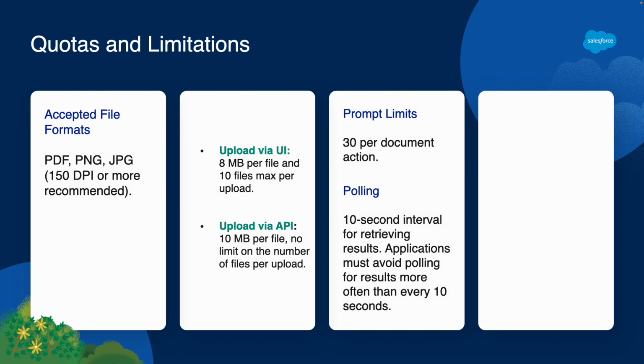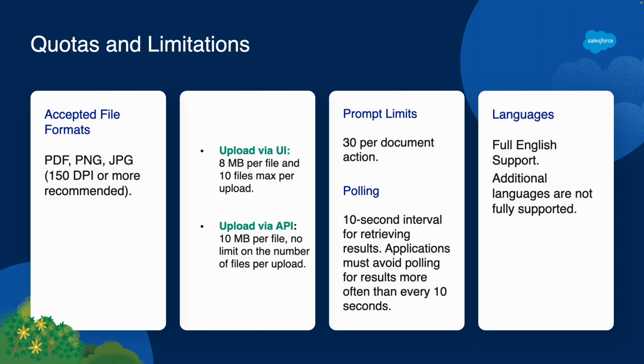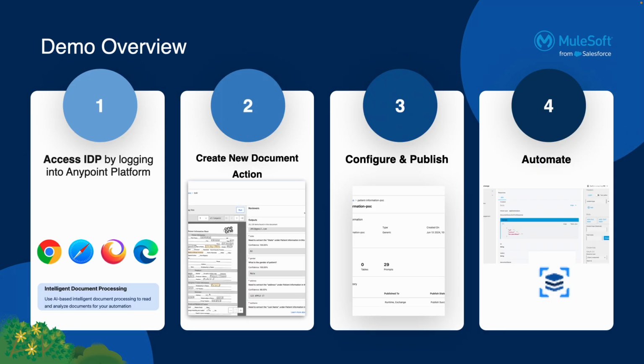And we have discussed the polling. There is a 10-second interval for retrieving the results, and applications must avoid polling for results more often than that; you should not be hitting it less than 10 seconds apart. Currently the supported language is English, which has full support, while additional languages are only partially supported. So this is about quotas and limitations, and we will see the demo in our next session.